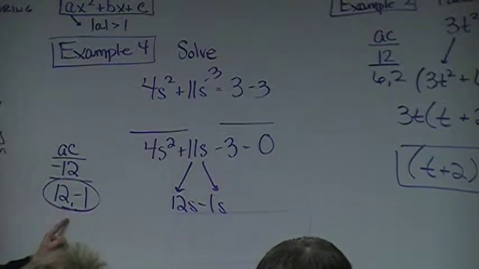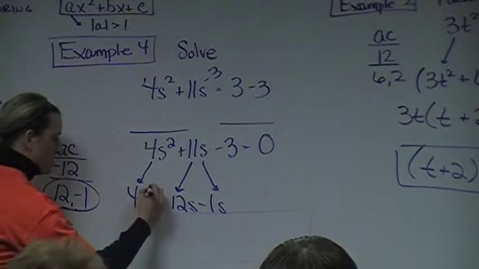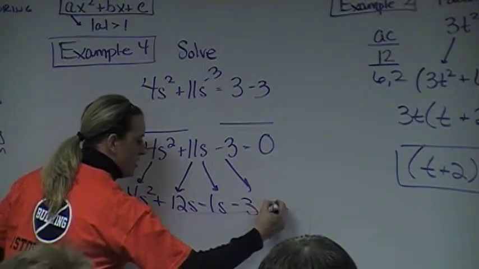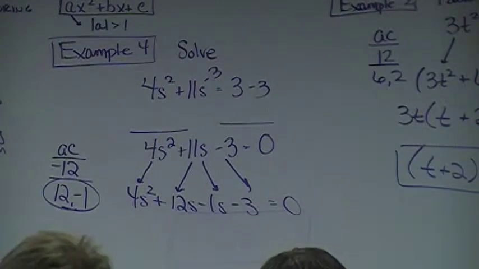Yeah. All right, what else do we have to bring down, Austin? 4s squared and negative 3 and 0. Good. 4s squared plus, and then the negative 3, and then equals 0. Don't worry about the equals 0 till the end, because we're going to factor it first, and then we're going to set our factors equal to 0 and solve it using the zero product property.